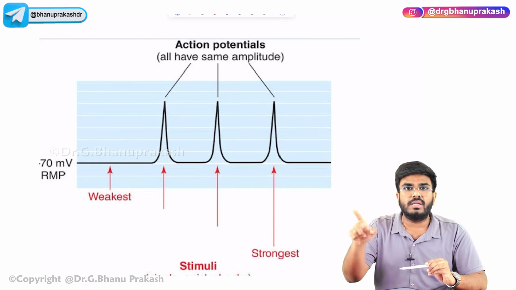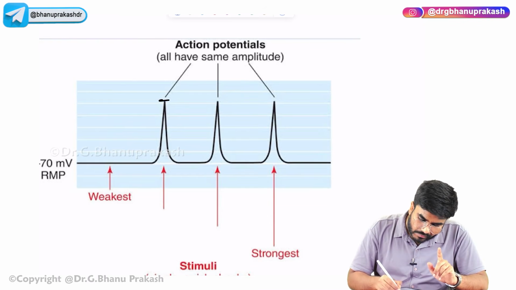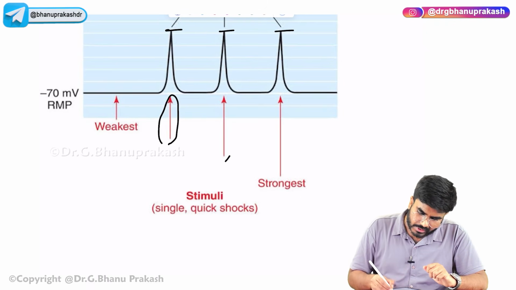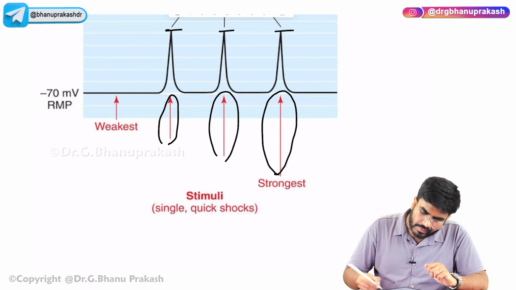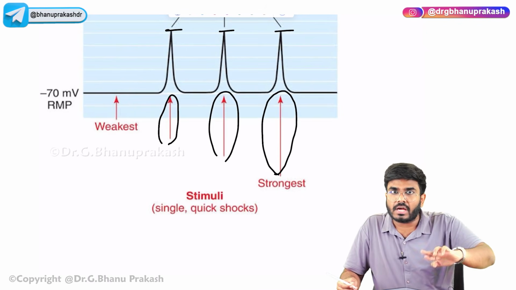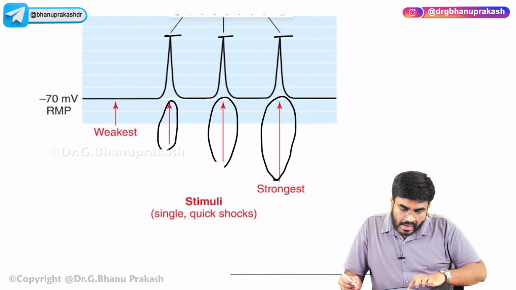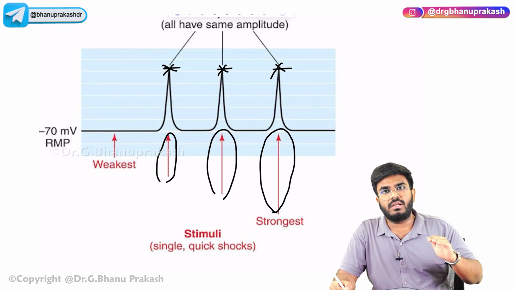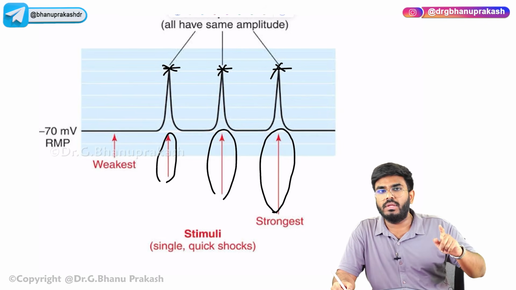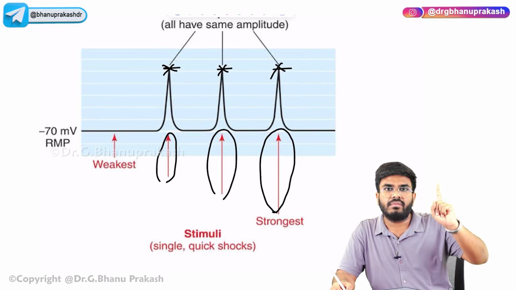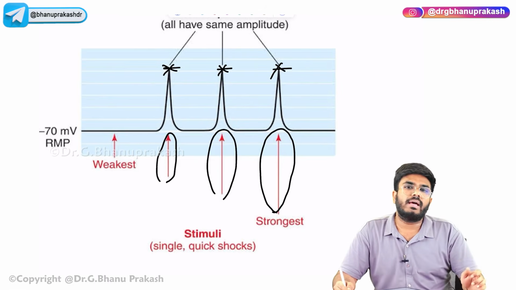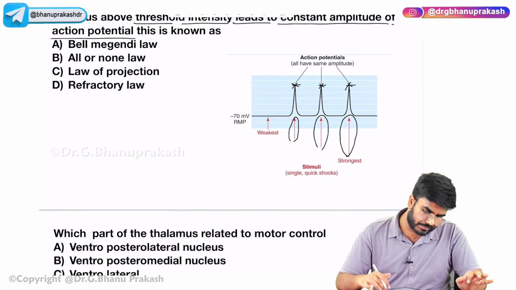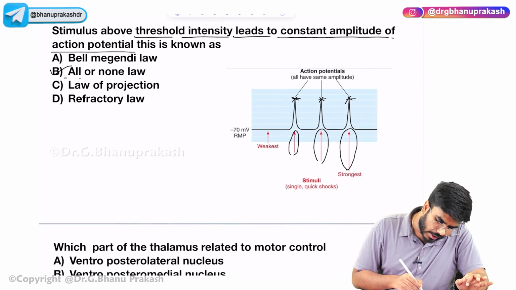You are increasing the stimulus, but look at the height of the action potentials. First you gave a little stimulus, then more stimulus, even more stimulus beyond the threshold. But the height of the action potential is going to be constant. The amplitude is not going to increase with the amount of stimulus. This is called the all or none principle.